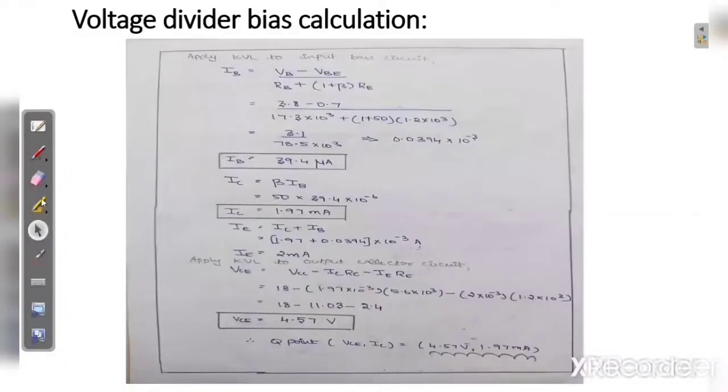This is our manual calculation for the voltage divider bias, where we use the formula of the IB, which is 39.4 microamps. Usually IB is in micro and IC in the milliamps. The IC is nothing but beta into IB. We get 1.97 milliamps, exactly what we get in the Multisim. And for the VCE, we have to apply the KVL in the output circuit, and substituting the values in the formula, we get 4.757. This is also exactly the value we get in the Multisim. So our manual method and Multisim method are matching.